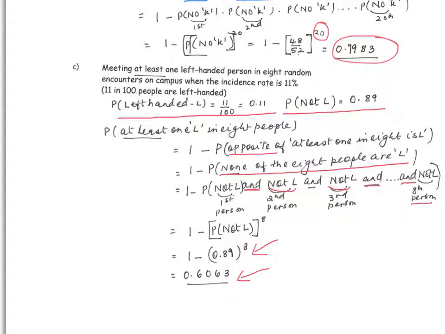So when we read a question in probability, the important thing is to look at the event for which we're trying to figure out the probability. Write down the probabilities that are given to us. What is given to us is the probability that someone is left-handed. What's the other conclusion that we can make from this probability? What is the probability that someone is not left-handed? How do we get that? We go 1 minus 0.11.